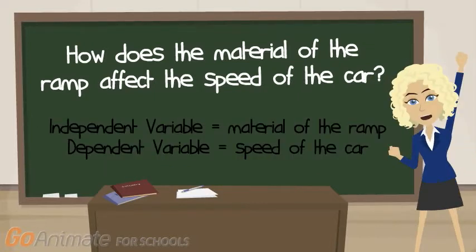The ramp material is what you changed from one trial to the other, so it's the independent variable, while the speed of the car is what is being measured, so it's the dependent variable. Did you get them right?